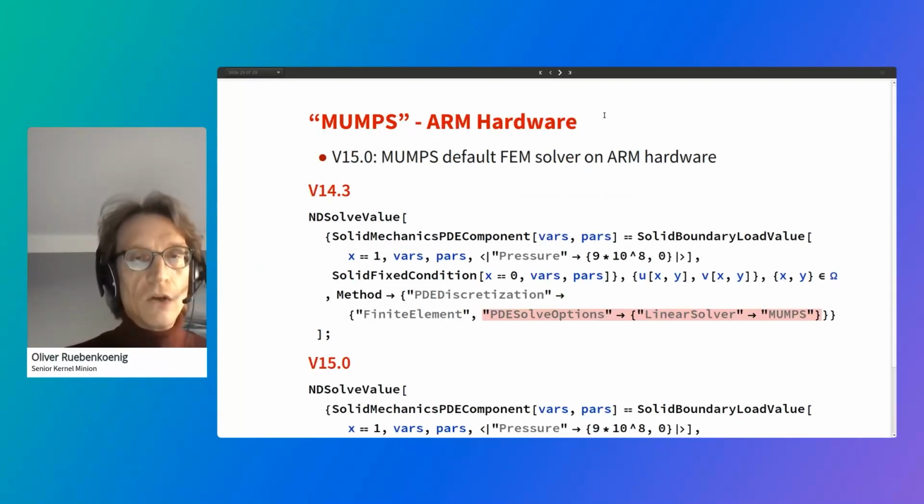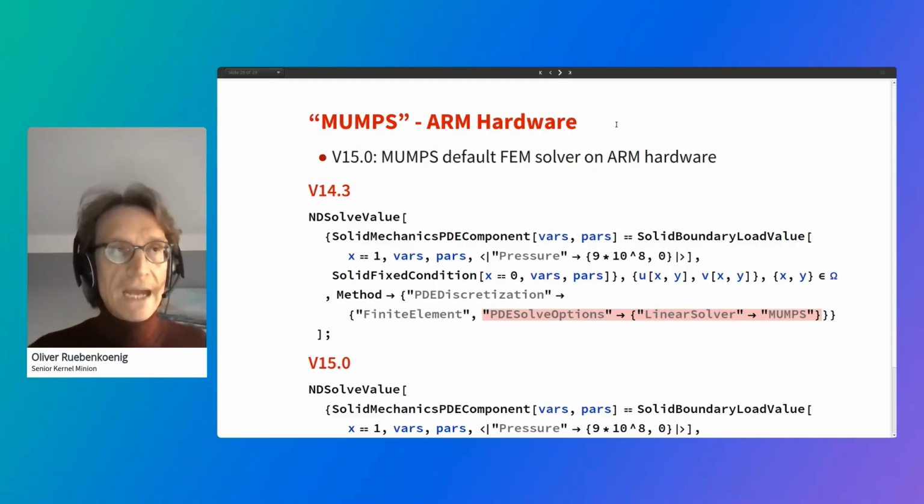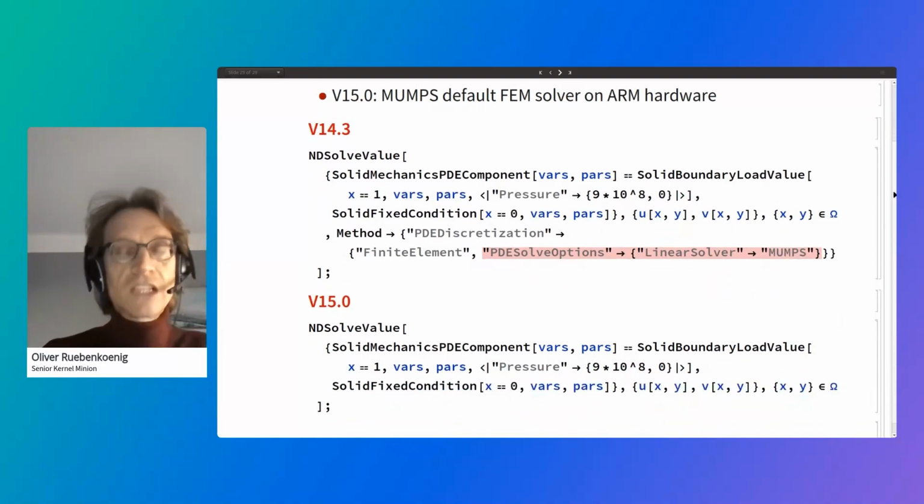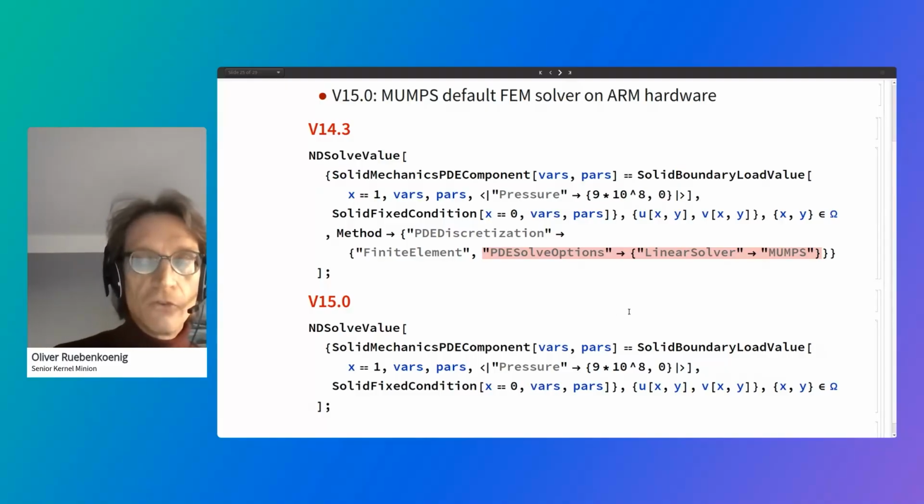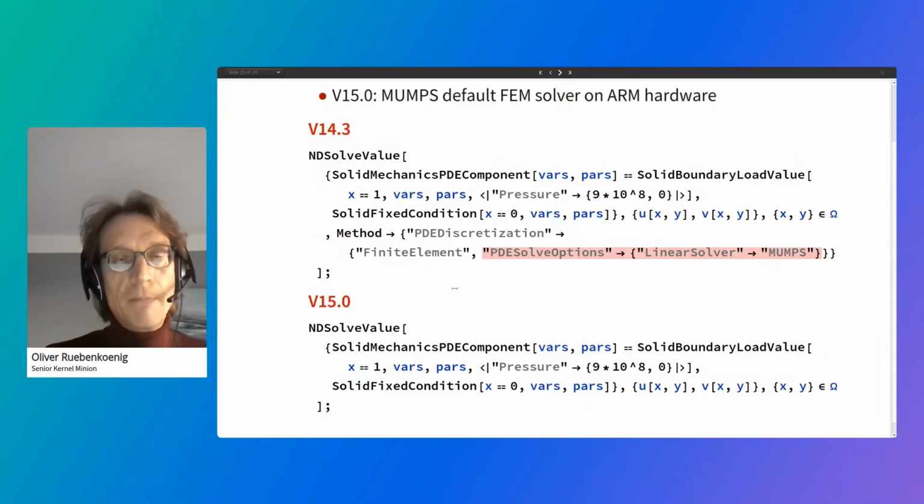Why did we add this? We have the problem that Mac ARM hardware cannot use the default finite element linear solve method, which is Pardiso, because it's shipped with Intel and works only on Intel hardware. So in version 15, MUMPS is going to be the default finite element solver on ARM hardware. In version 14.3, this comes up often in highly nonlinear problems, the default solver we had for ARM would fail. But in 14.3, you could give this specific option, LinearSolve MUMPS, to get to a solution. Or an alternative in 14.3 was to use Rosetta, and then you could use the standard commands.